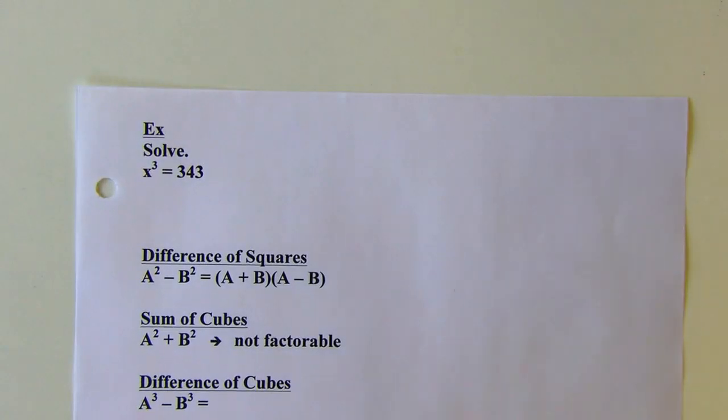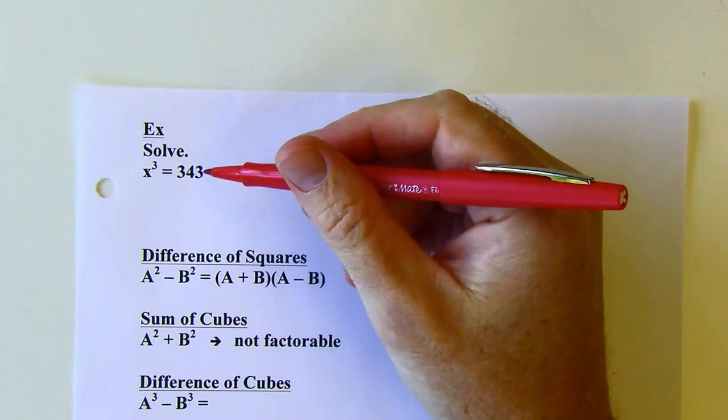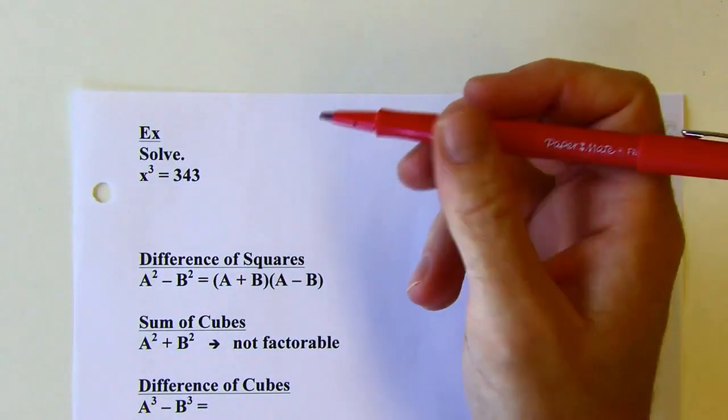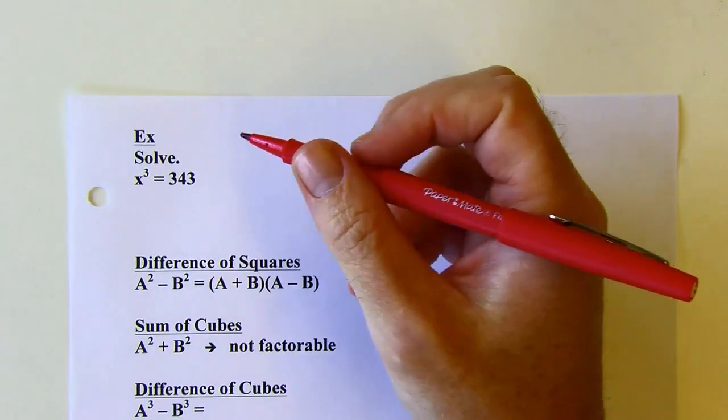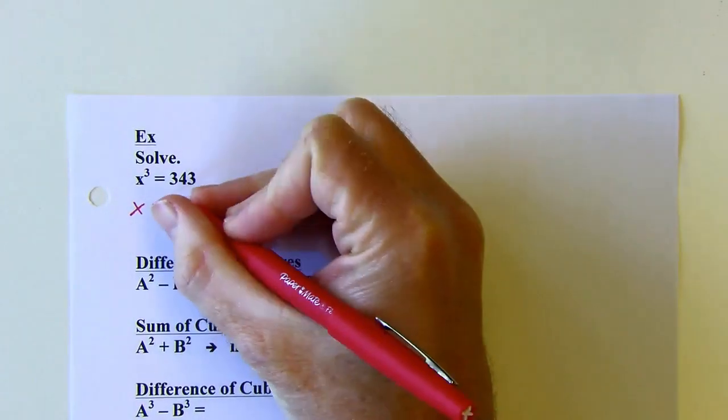Okay, so first we're going to solve this equation for x. So if this was x squared equals 343, I take the square root of both sides, right? So it's the same kind of deal here, except I'm going to take the cube root of both sides, okay? And the cube root, we're going to write that like so.